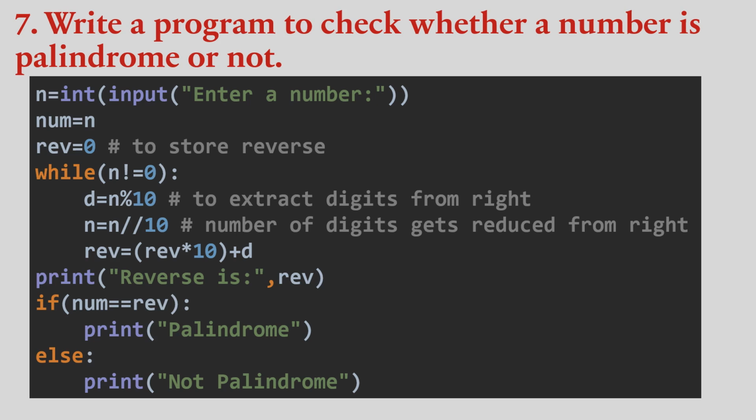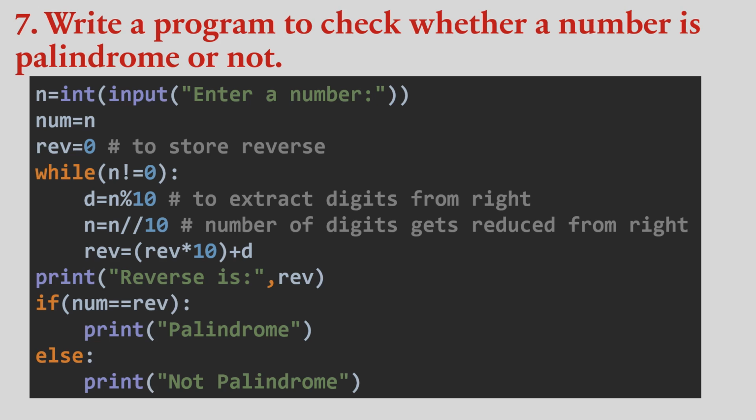Why? Because once we process this number using a while loop, at the end of the loop your n will become 0. Now you can't compare that one. So first of all, we have to store it in a separate variable. So we are storing this original number n in the variable num. Now to store the reverse of the number, we will take another variable rev, which is initialized with 0.